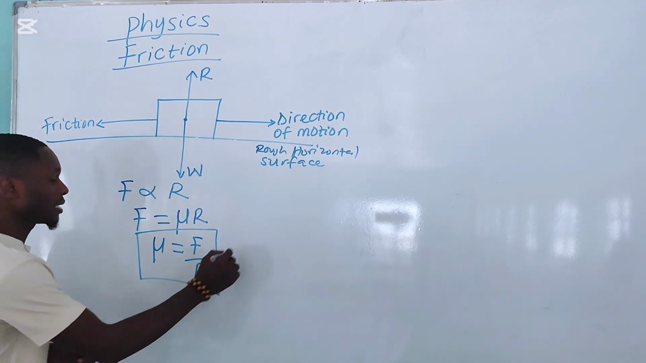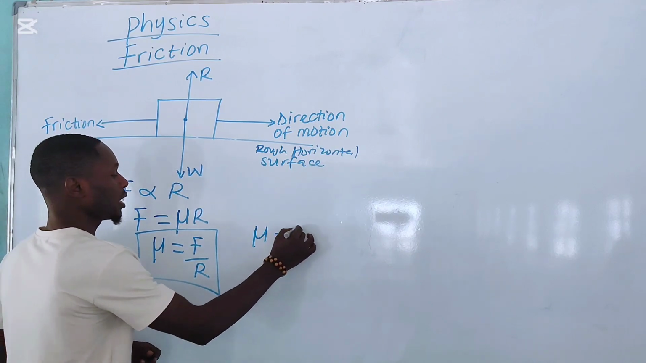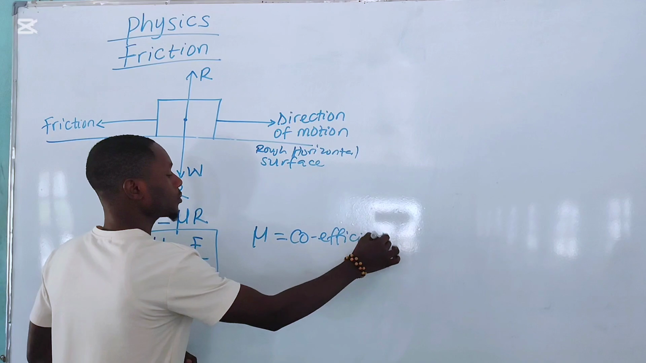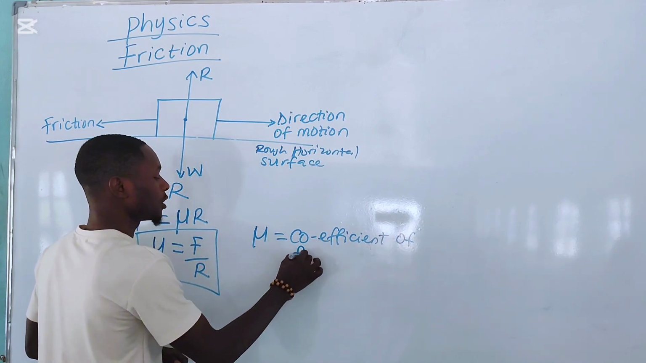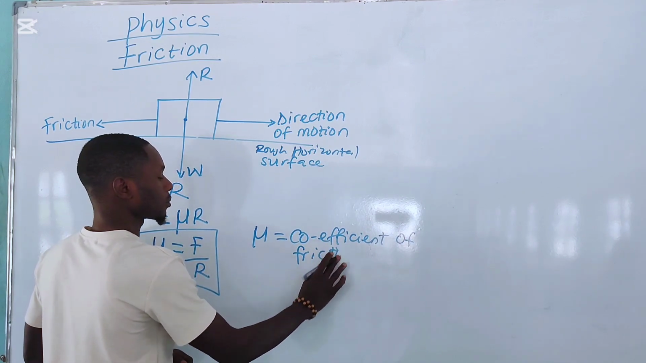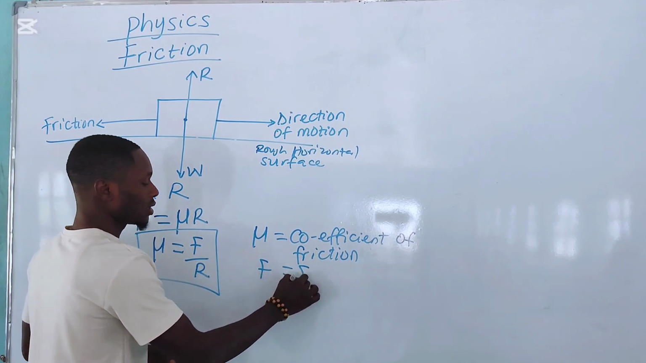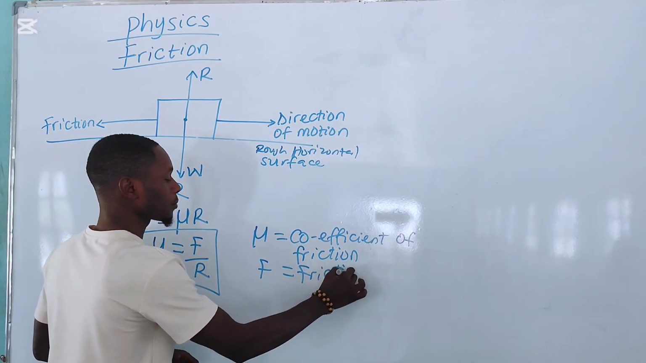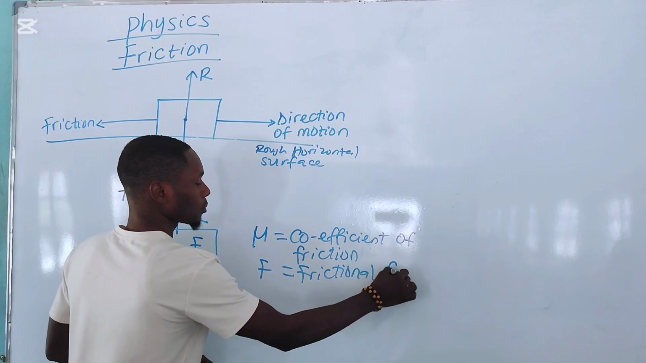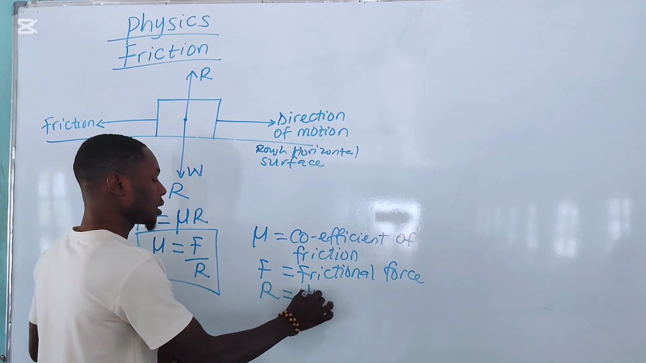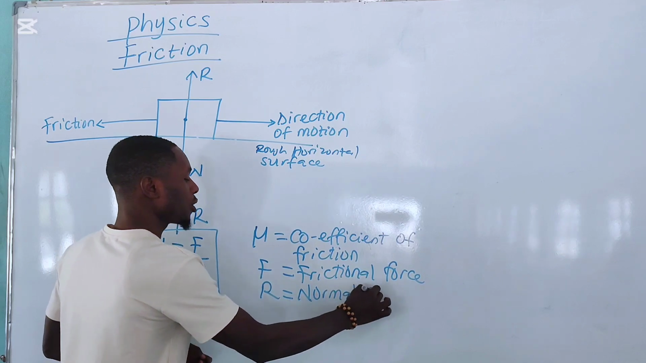So we can write that mu is the coefficient of friction, F is the frictional force, and R is equal to the normal reaction.